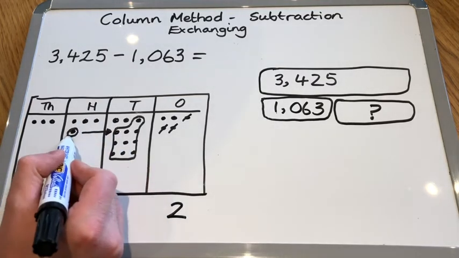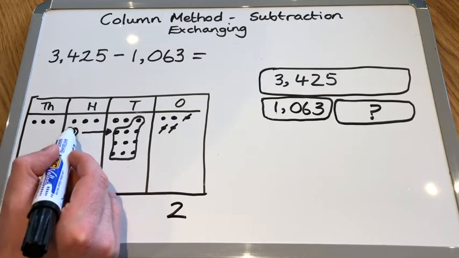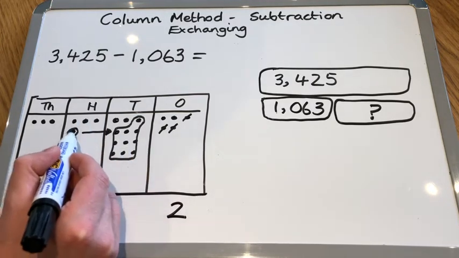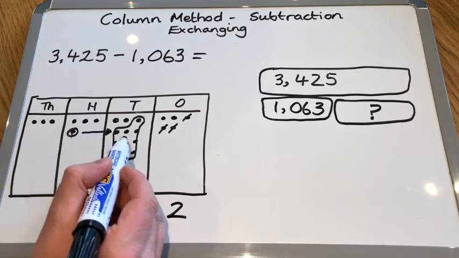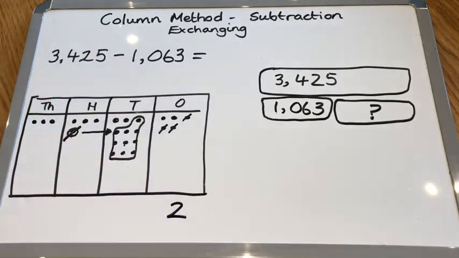Now what we must remember is this. We can't leave that there because we have moved this here. We haven't taken that away. We exchanged it for 10 tens and put it there. So we must cross that off to remember we don't want it twice in 2 different places.